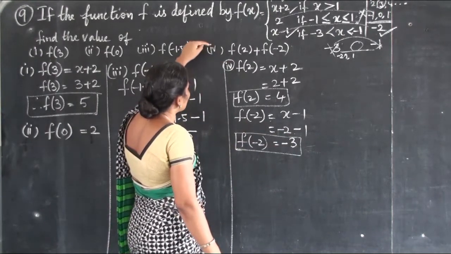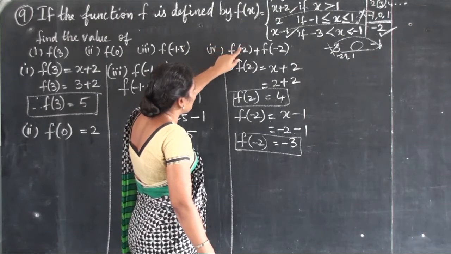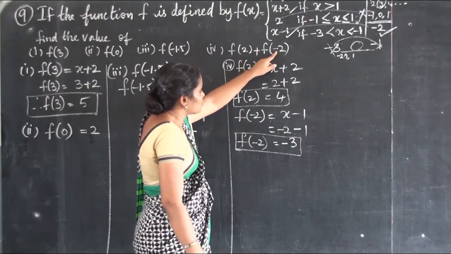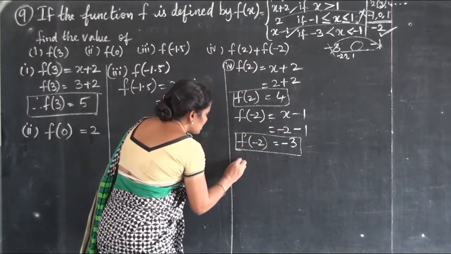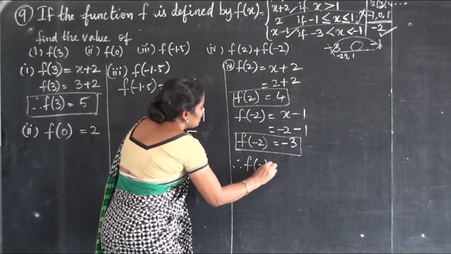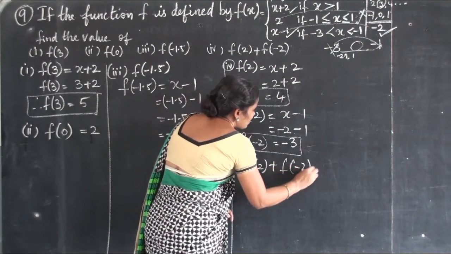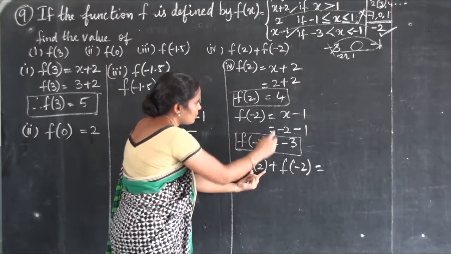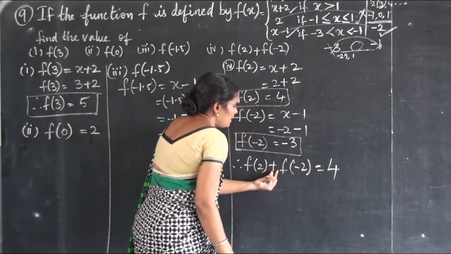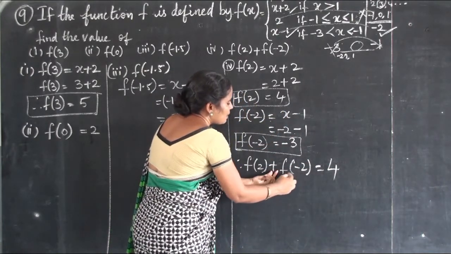But what are we asked to find? f of 2 plus f of minus 2. Therefore f of 2 plus f of minus 2 is equal to, for f of 2 we found 4, plus f of minus 2.